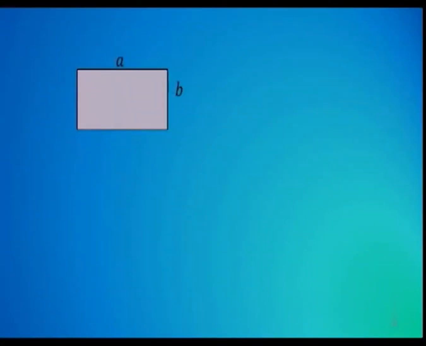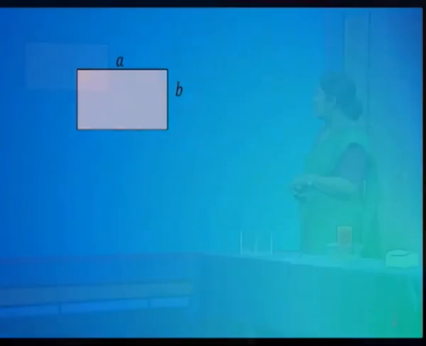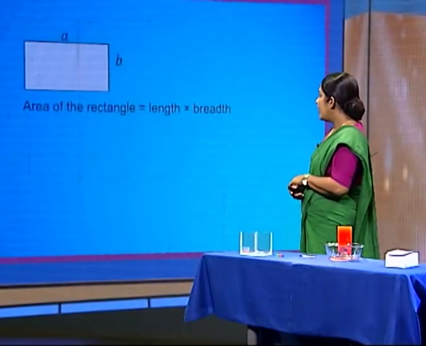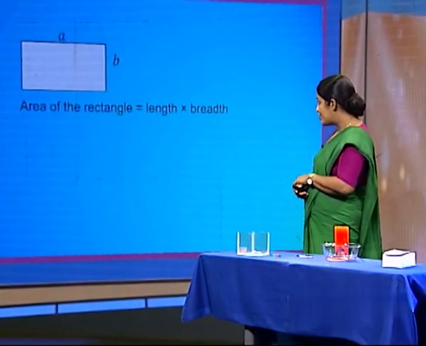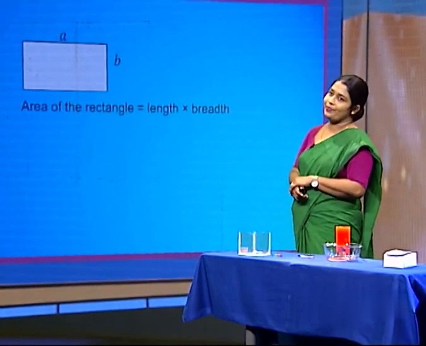Okay, children. Now, we are going to build up the second formula for the volume of a cuboid. You can see on the screen, this is a rectangle. The length of the rectangle is a and breadth is b. This is a plane figure. You can find the area of this rectangle. Let's write the relationship. Area of the rectangle equals length times breadth.